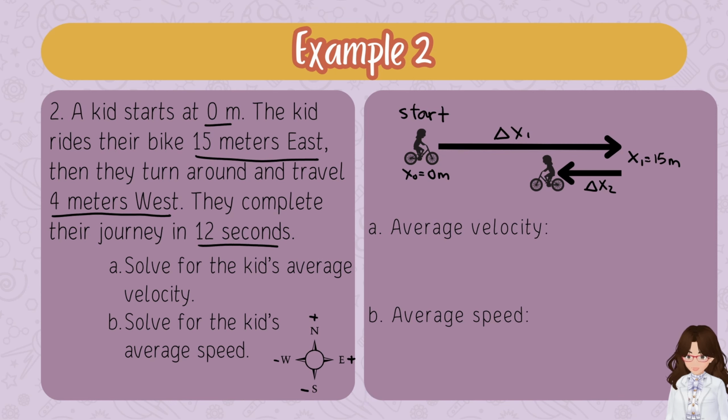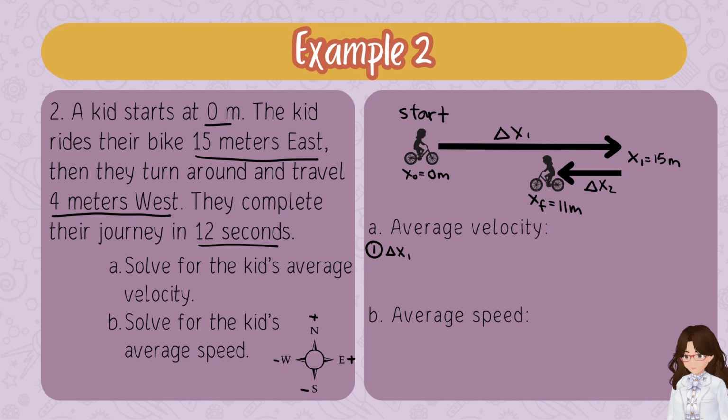Then we're going to travel 4 meters west, which will be subtracting 4. And 15 minus 4 is going to give us 11 meters. And this is where we will end up. So again, there's two different parts of the displacement, and we are going to go ahead and calculate the average or the total.